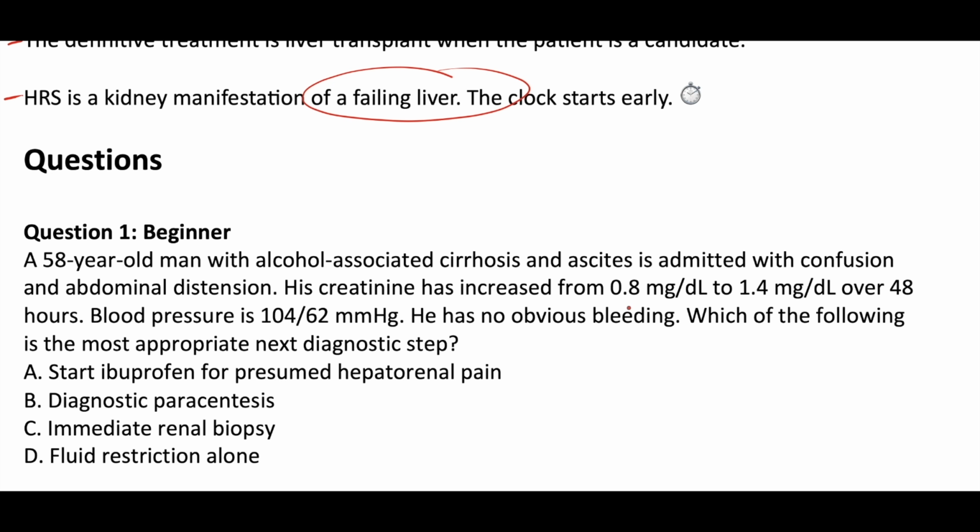Question 1: a 58-year-old man with alcohol-associated cirrhosis and ascites is admitted with confusion and abdominal distension. His creatinine has increased from 0.8 to 1.4 milligrams per deciliter over 48 hours. Blood pressure is 104/62. He has no obvious bleeding. Which of the following is the most appropriate next diagnostic step? A, start ibuprofen for presumed hepatorenal pain. B, diagnostic paracentesis. C, immediate renal biopsy. Or D, fluid restriction alone. Pause if you need to.